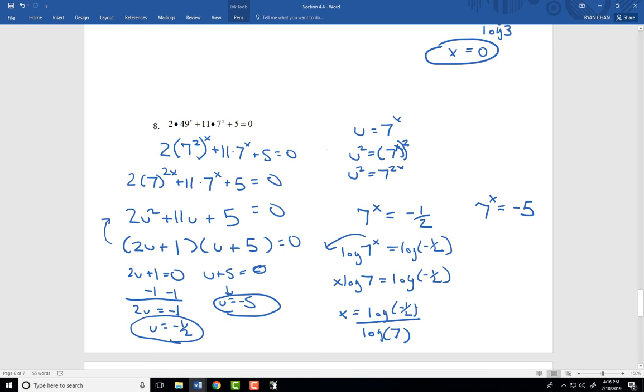So same thing here too. Here I notice I have log of 7 of x and log of negative 5. This one also doesn't work. So I actually end up having no solution. Again, that is possible here.